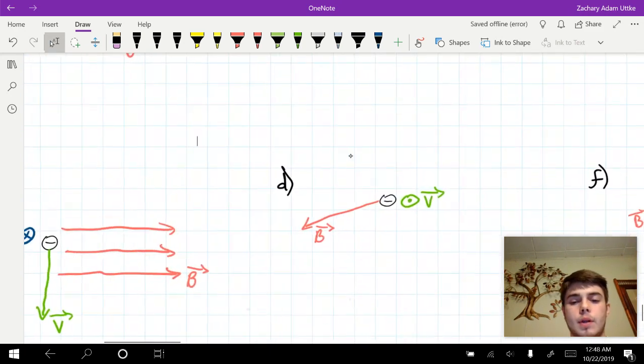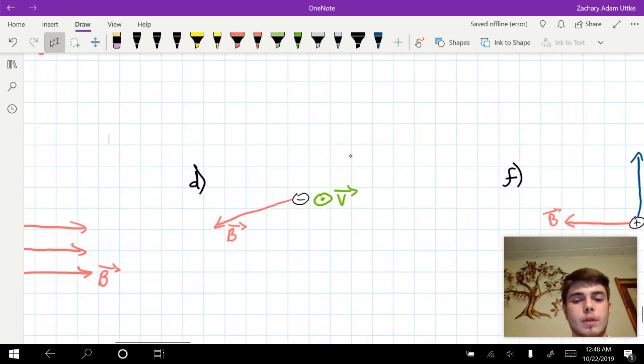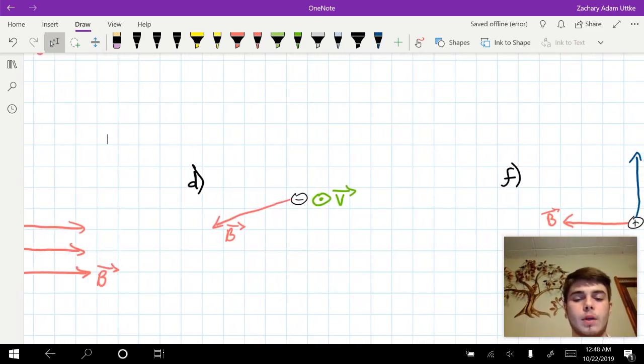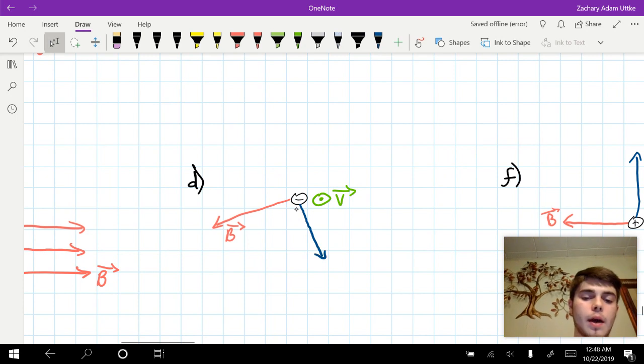Okay, and now let's look at part D. So again, we have a negative particle. Our velocity, our thumb, is coming out of the page towards us. Our fingers, our magnetic field, is down and to the left, and our force is going to be coming out of our palm, like that. That is the direction of the force.